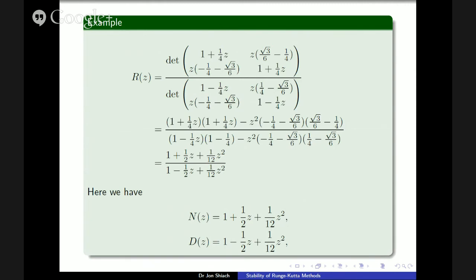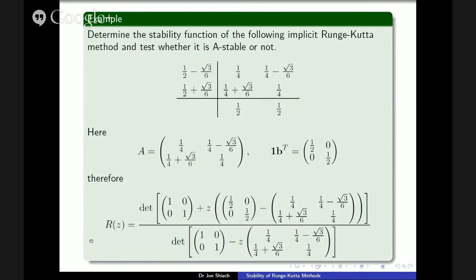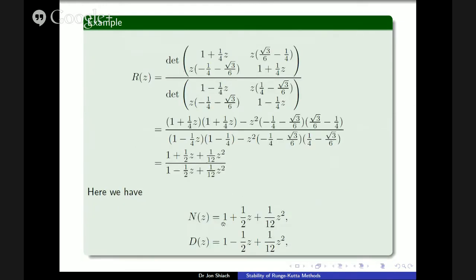Okay, so each successive step, I've gone further. So the top one is just straightforward, examining what the contents of the square bracket is. Okay, so determinant of a 2 by 2 on the top, determinant of a 2 by 2 on the bottom. So you know how to work out the determinant of 2 by 2 matrices. And in the end, you'll get a polynomial function on the top, and a polynomial function on the bottom. So here you have your N(Z) on the top, and this is your D(Z) on the bottom.